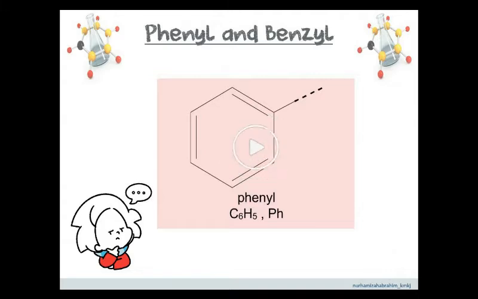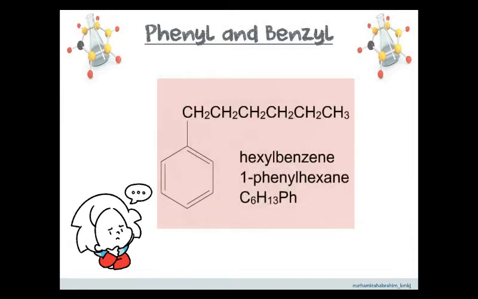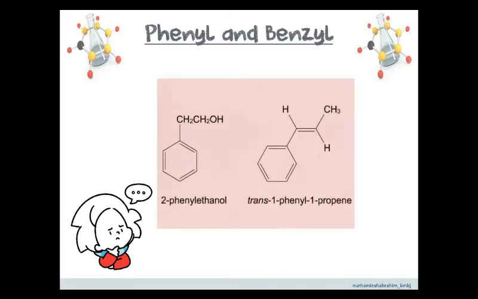The next part of naming: let's take a look at when benzene becomes the substituent. Such a substituent is called a phenyl substituent, and is often abbreviated to Ph. For example, hexylbenzene can be named 1-phenylhexane, and abbreviated to C6H13Ph. This method for naming benzene derivatives is particularly useful when naming molecules with a complex substituent structure attached to an aromatic ring.